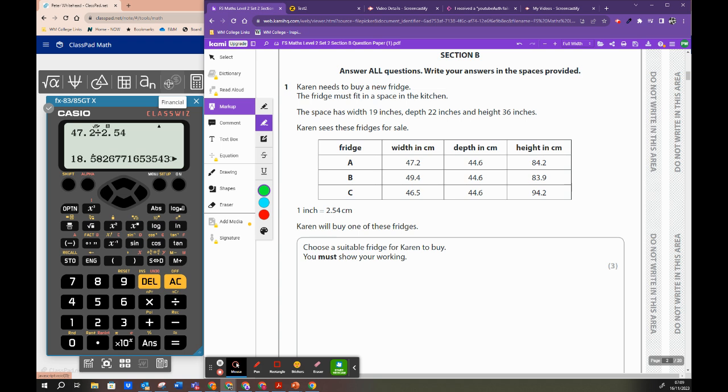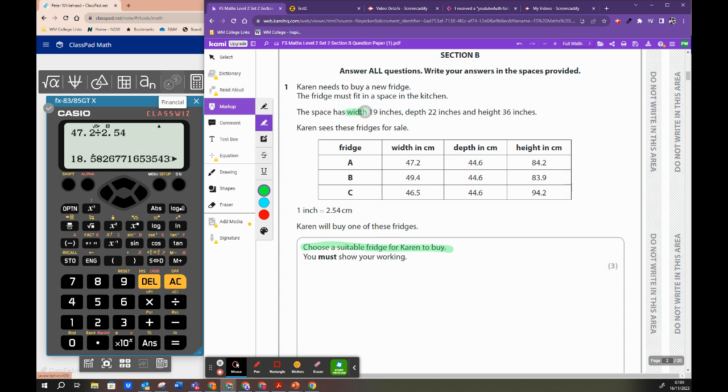So I'm going to start with what my instruction is, which is to choose a suitable fridge for Peter to buy. Remember, we think about ourselves here, not the name of the person in the question. So I've got to choose a fridge. Peter needs to buy a new fridge, must fit in a space in the kitchen. Okay, I can visualize that. I've got my fridge, I've got a gap, it's next to the cooker.